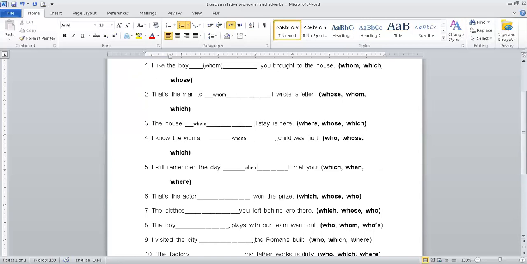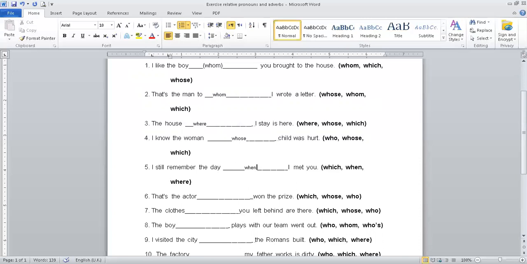Don't choose which, because which needs a preposition. In this sentence there is no preposition. So I must use when. If it were I met you on, I would choose which.